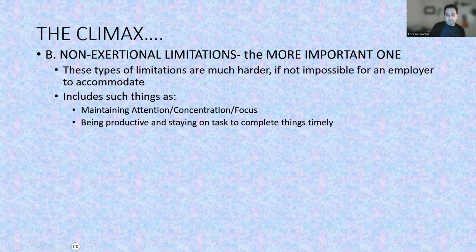Related to that, being productive and staying on task to complete things timely or at all. If you recall on the function report, there is a box and a section asking about whether you finish what you start and whether you can complete tasks. So again, in order to be employable, you have to be able to be productive and stay on task in the workforce. And we'll talk more specifically about that in a later slide here.